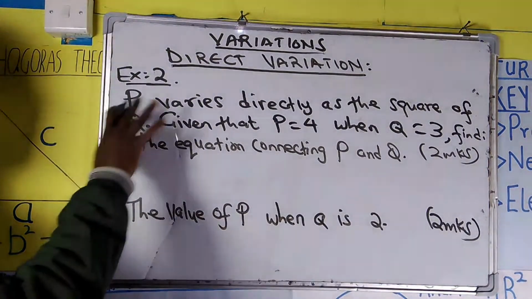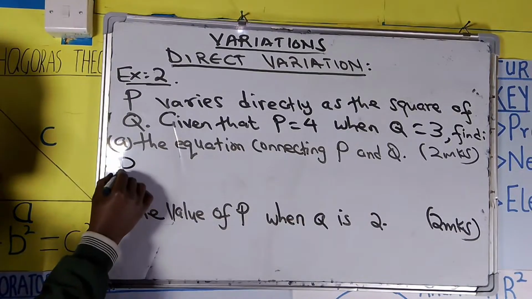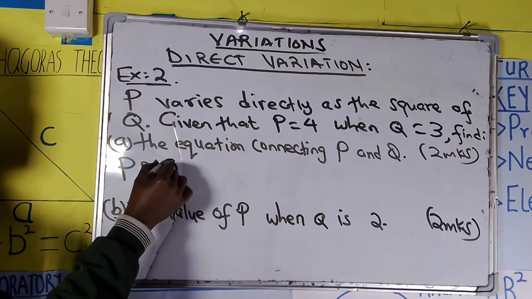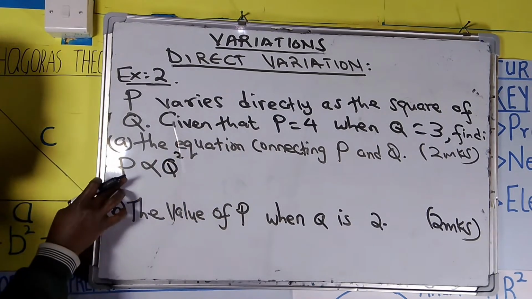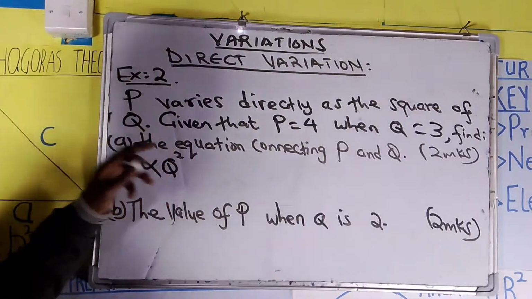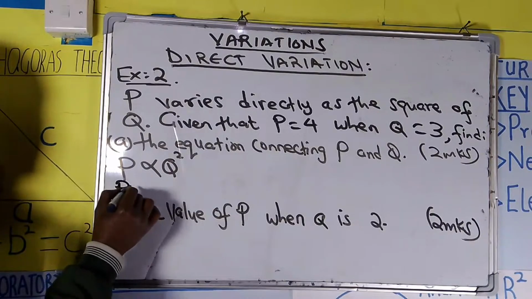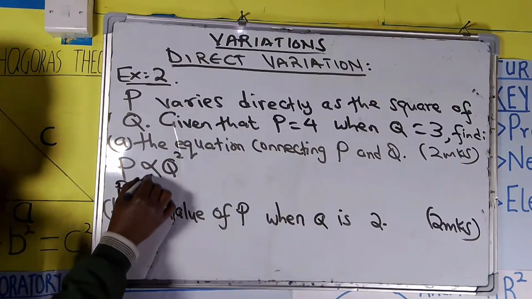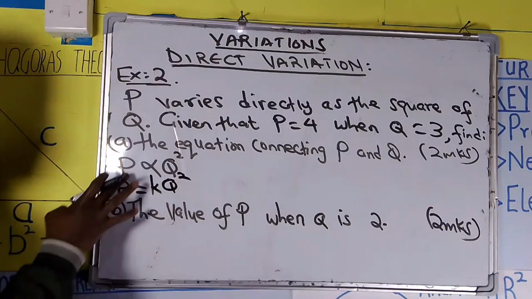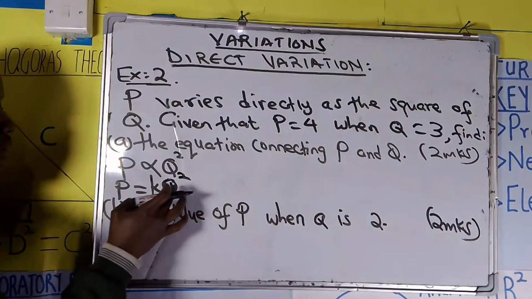So we say, when told P varies directly as the square of Q, the square of Q is Q squared. So we are now going to replace this with an equal sign. And we said when we introduce an equal sign, we introduce a constant of proportionality K. P proportional to Q squared becomes P equals KQ squared.